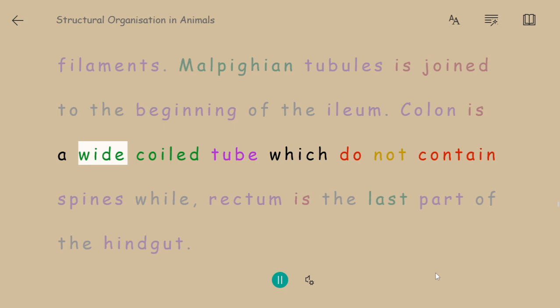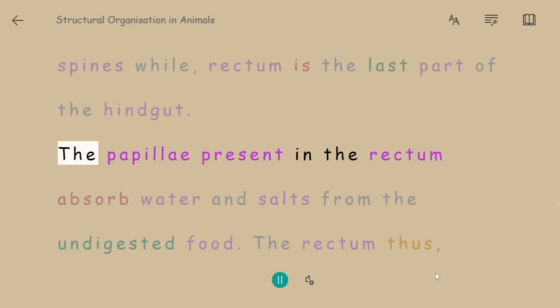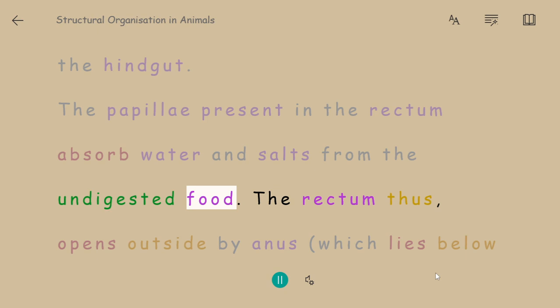Colon is a wide coiled tube which does not contain spines, while rectum is the last part of the hindgut. The papillae present in the rectum absorb water and salts from the undigested food. The rectum thus opens outside by anus, which lies below the 10th tergum.